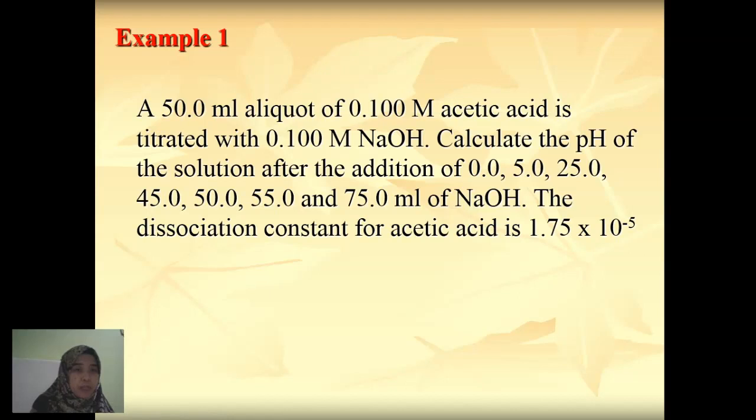Before we go further, in this titration we will introduce you to the dissociation constant. We will call it Ka for the acid and Kb for the base. Constant for acid Ka and constant for base Kb. So for the acid, Ka is 1.75 times 10 power of -5.